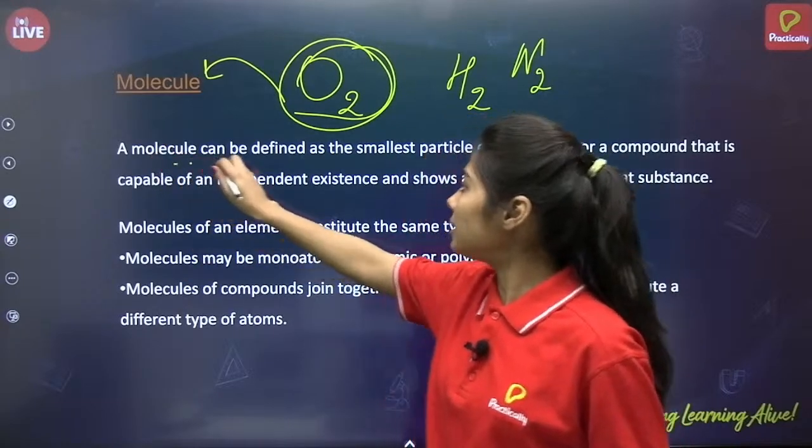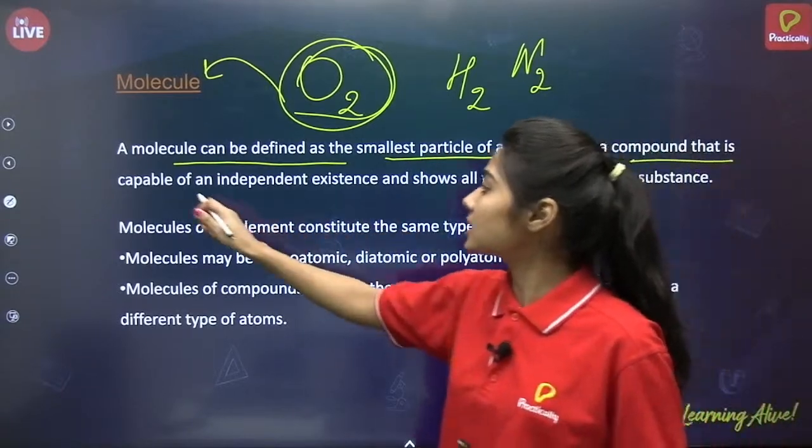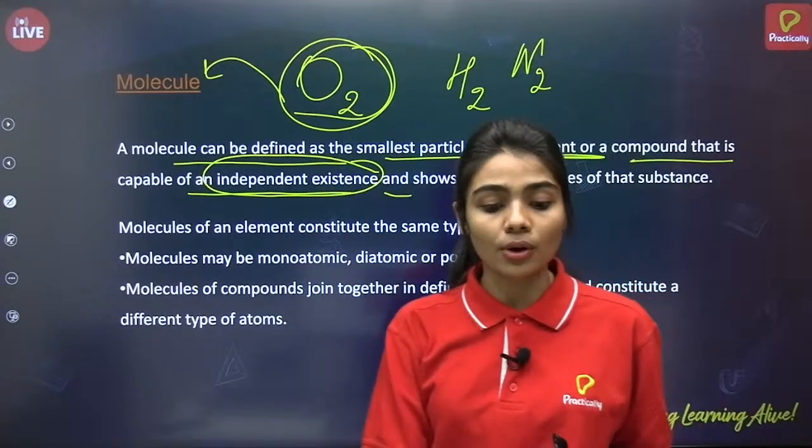So a molecule can be defined as the smallest particle of an element or a compound that is capable of independent existence. Remember this word. This is the most important word.